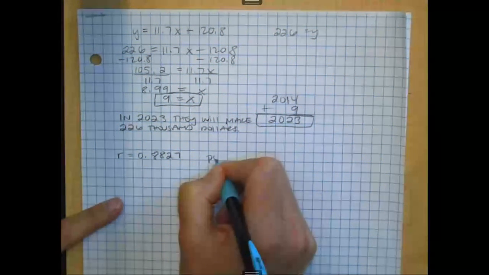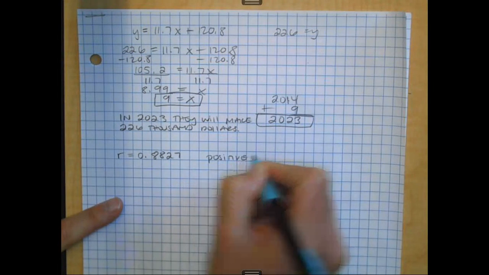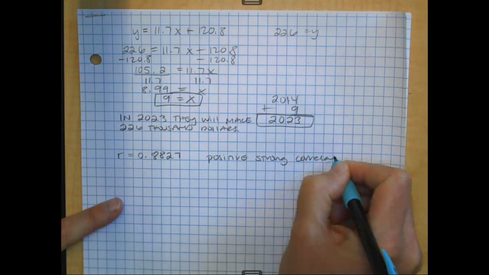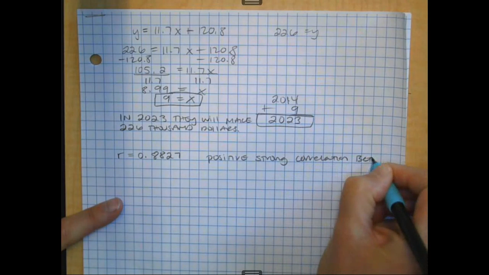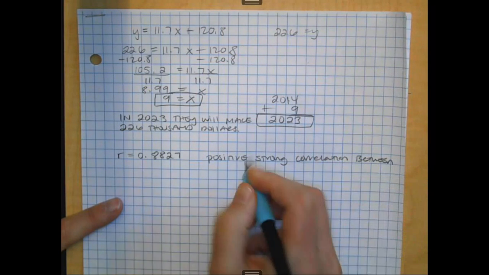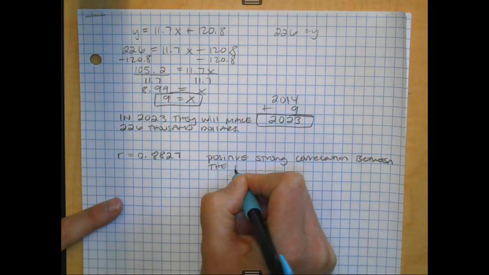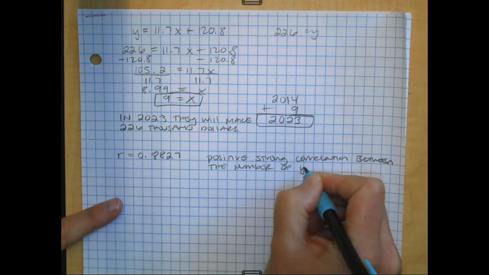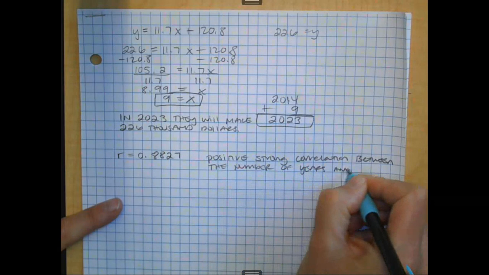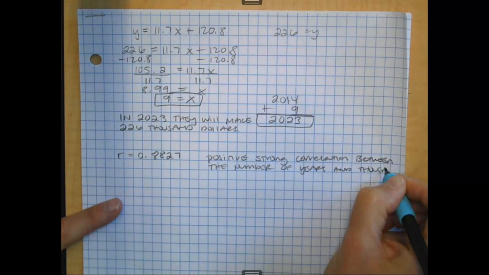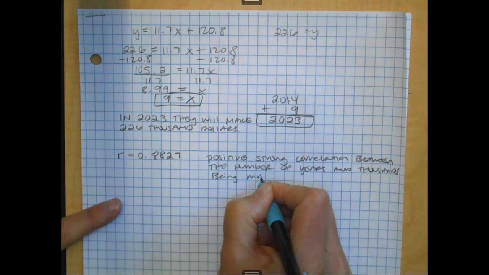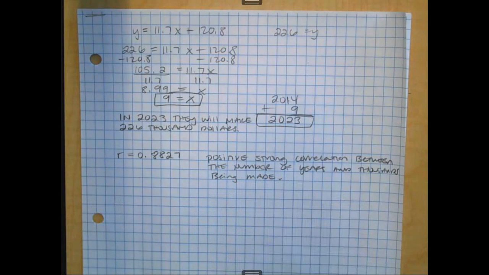means that we have a positive, strong correlation between the number of years and the thousands of dollars being made. Okay, so that's how you would interpret your correlation coefficient, and that is all.